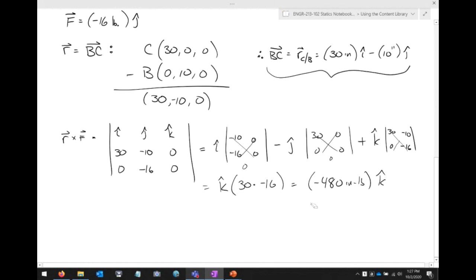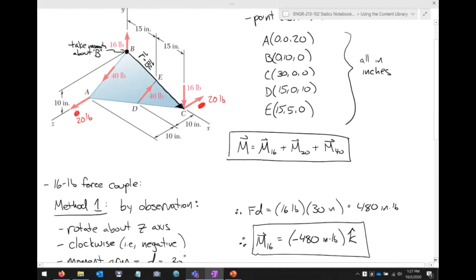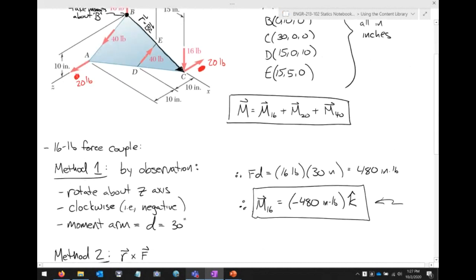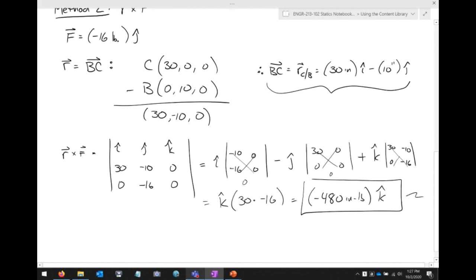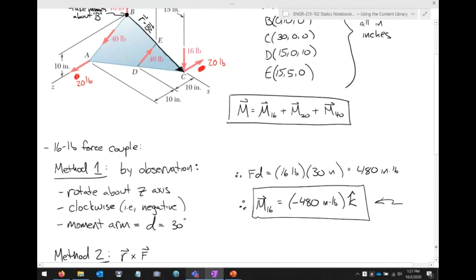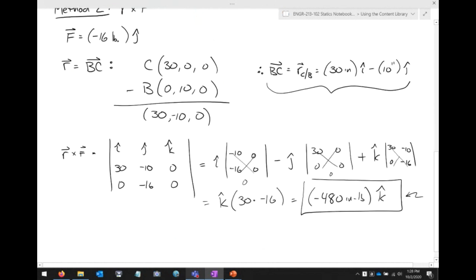So if you want to do it with the R cross F method, or you want to do it by just looking at it, you get the same answer. Okay, so the R cross F or the just observation method works as long as you track your signs, track your directions, write it with the appropriate index. You can do it by observation. Does that make sense? Are there any questions on that?